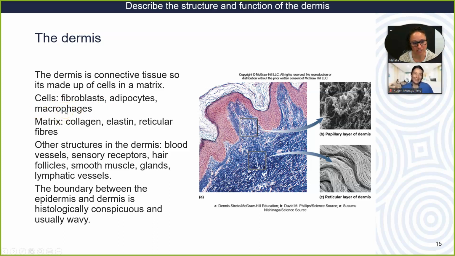Macrophages, you know what they do. Fibroblasts make what the cells sit in. Collagen is a protein. Elastin is a protein. Reticular fibers are also protein. There are other things that hang around in this layer, but what I want you to understand is that the barrier between the first and second layers of the skin is not flat. It's wavy.